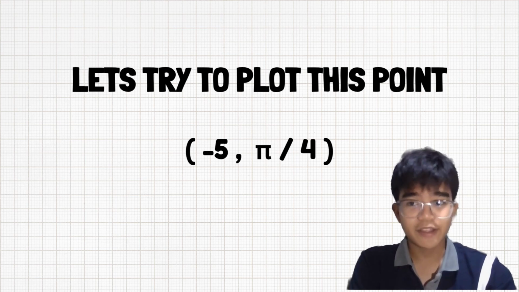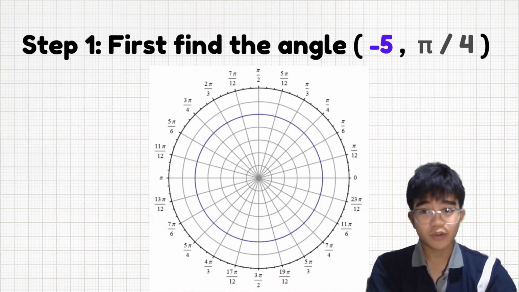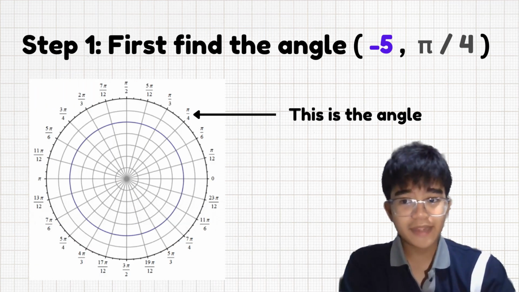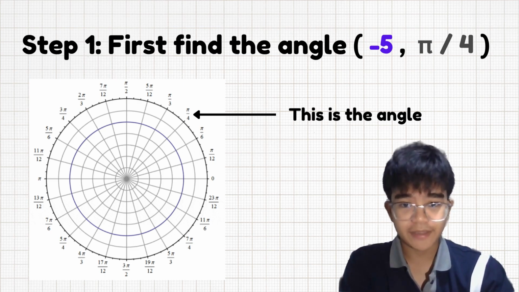Now, let's try to plot another example. We have negative 5 and pi over 4. Plotting this point is somehow different from the first example. Note that when the radius is negative in a polar coordinate, the rule is to move in the opposite direction of the terminal side of the angle. We first find or locate our angle, which is pi over 4. So our angle is located here. Note that it is important to locate your angle so that we can plot the point accurately.